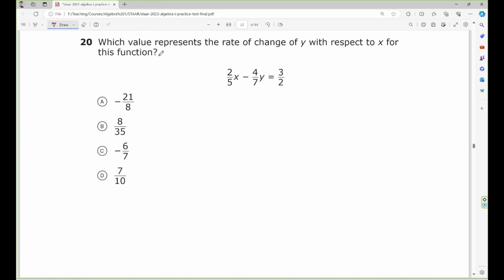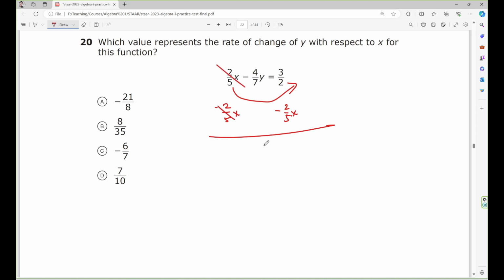Number 20. Which value represents the rate of change of y with respect to x for this function? Alright, we need to find the rate of change. Move it to the right. So how do we do it? Subtract 2 over 5 x both sides.